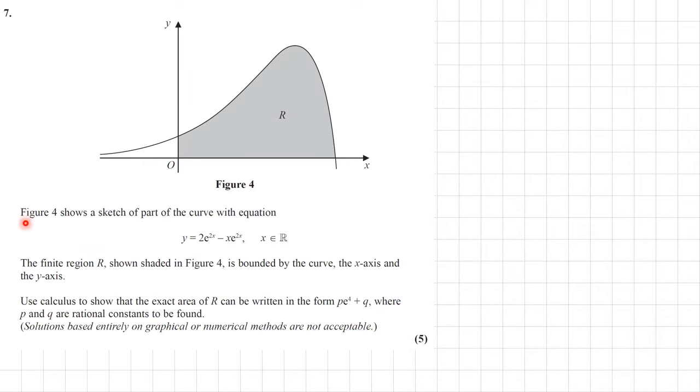Question 7. Figure 4 shows a sketch of part of a curve with equation y is equal to 2e to the power 2x minus xe to the 2x. The finite region R is shown shaded in figure 4 and it's bounded by the curve at the top, the x-axis at the bottom and the y-axis on the left-hand side. Use calculus to show that the exact area of R can be written in the form p e to the power 4 plus q, where p and q are rational constants to be found.